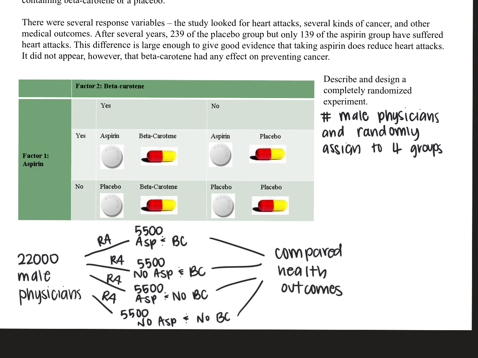So when you are going to describe and design a completely randomized experiment, this is what we mean by design. The describing is using words. Designing is using the picture. And I find the picture to be an easier way to do it instead of the describing, just because it can get harder to understand looking at all of the words instead of looking at the picture and saying, oh, I know that 22,000 male physicians were randomly assigned to these 4 groups. And then at the end, I compared the health outcomes between those 4 groups.